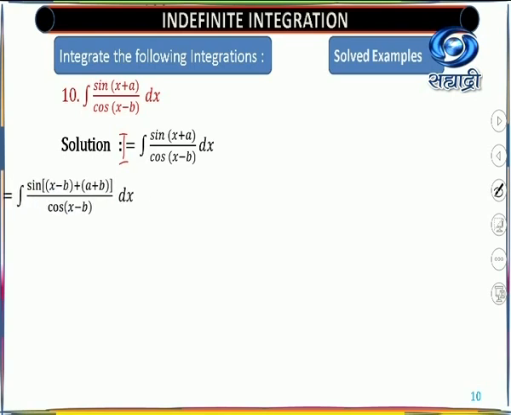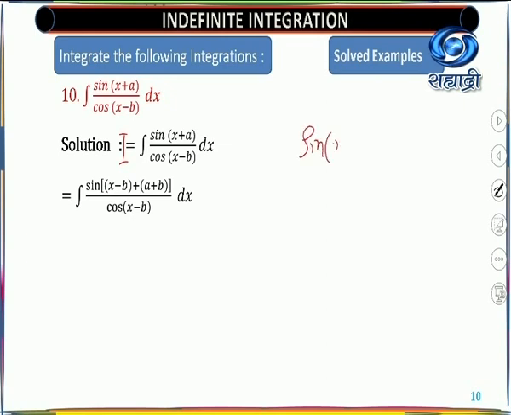Now our adjustment. What is our adjustment? Look at here. x - b plus a plus b upon cos(x - b). This adjustment is given by sin of (x + a) you are having. So we'll write this as sin of (x - b + a + b). Now look at here, this is plus minus b. There is no change in the angle.